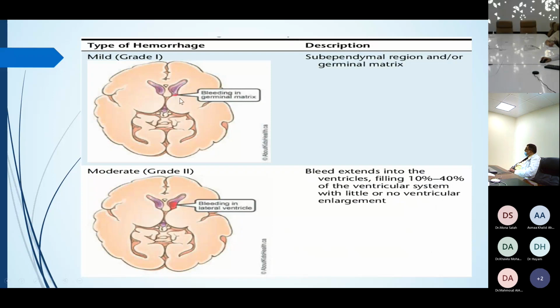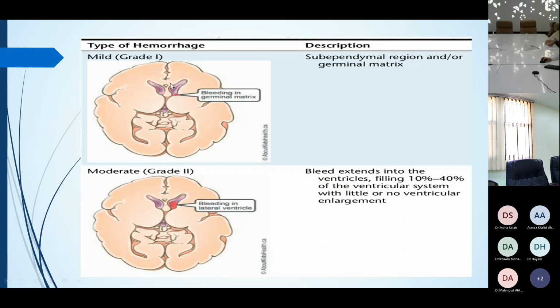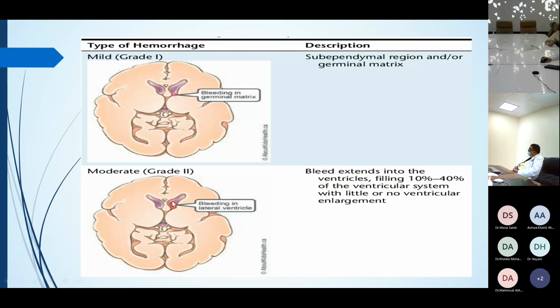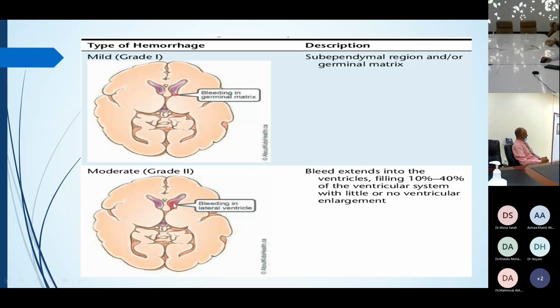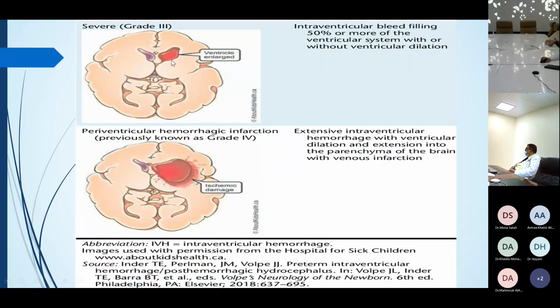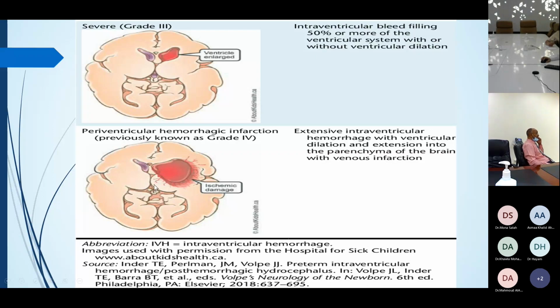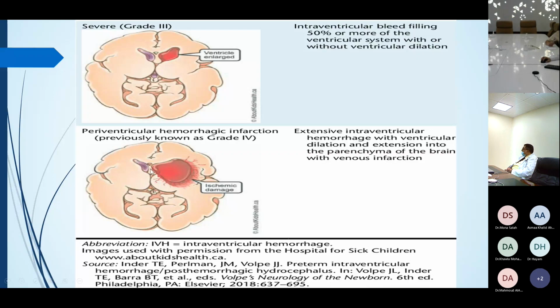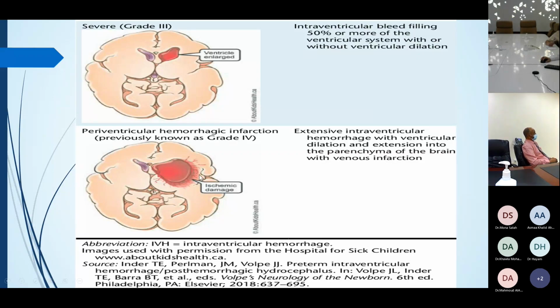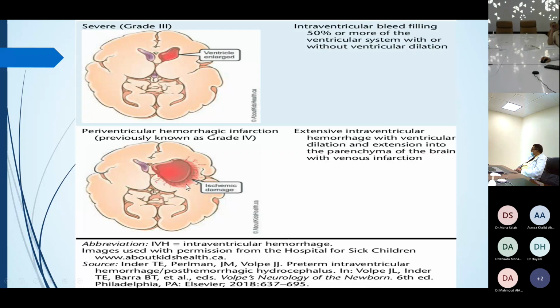Here in grade 1, there is only the subependymal germinal matrix bleeding. The ventricular system appears normal, not dilated. In grade 2, there is increasing bleeding in the lateral ventricles, which is occupying less than 50%. Then grade 3, it will be more than 50% of the ventricular system with or without ventricular dilatation. In grade 4, it will start to have extensive intraventricular hemorrhage with ventricular dilatation, with parenchymal venous infarction.